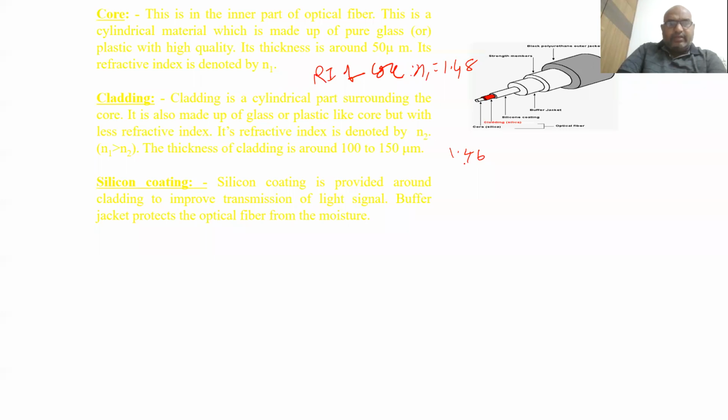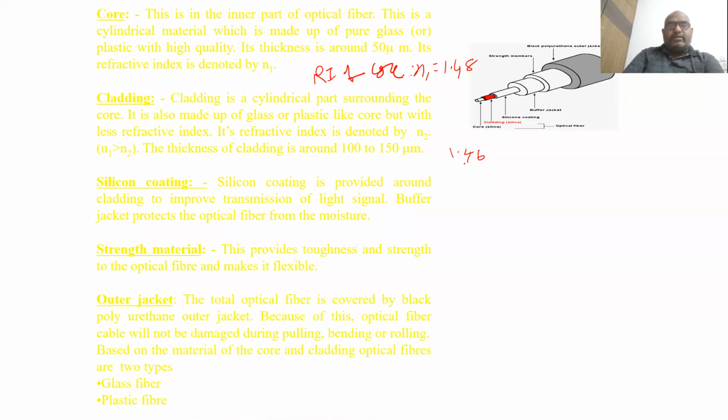And silicon coating is provided around cladding to improve transmission of the light signal. The buffer jacket protects the optical fiber from moisture. Strength material keeps the optical fiber flexible. The materials used in manufacturing give it very high strength.